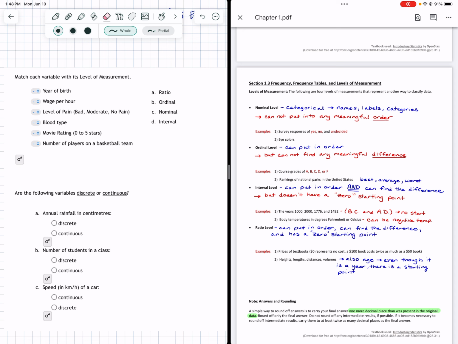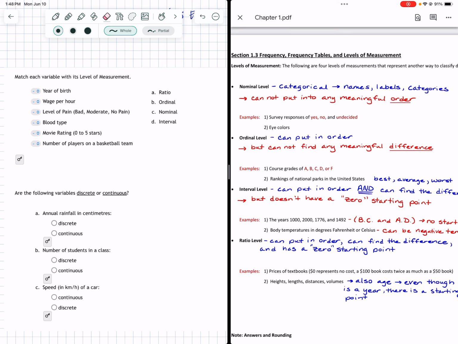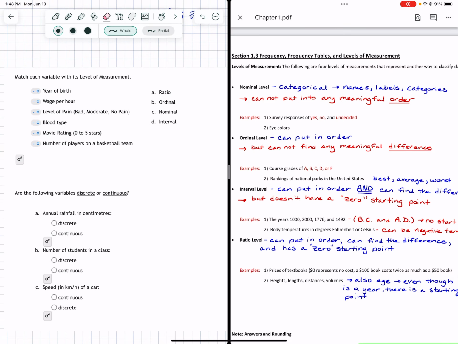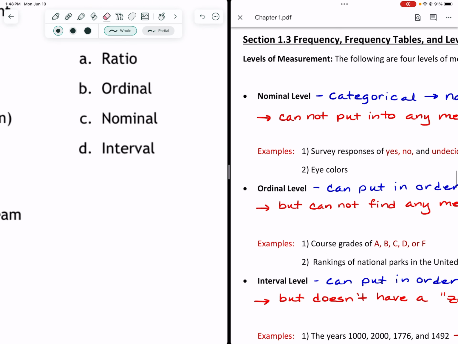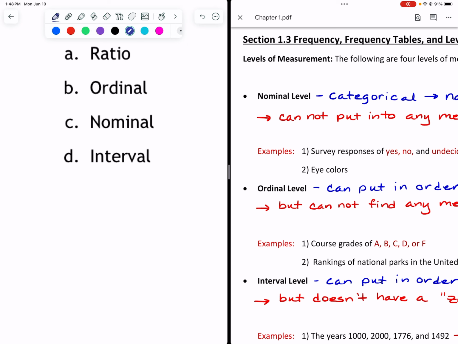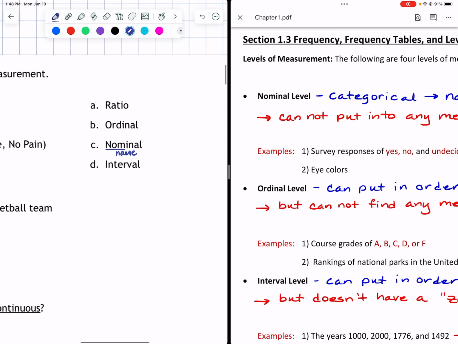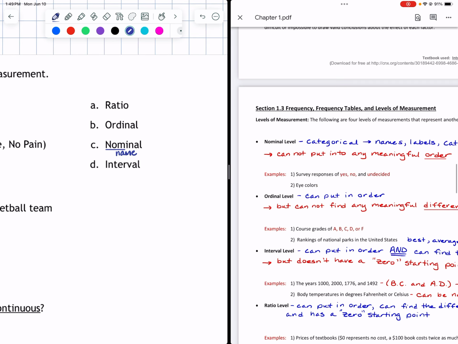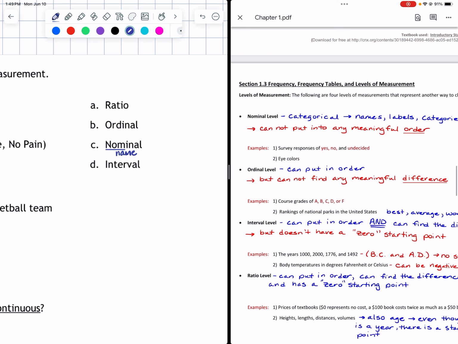So let's take a look at some of our options. The first one in the notes that you came across was the nominal level. Nominal has the root nom, or name, in it. This is categorical data. We can't put it into an order that really means anything, and we're dealing with names, labels, or categories of things.